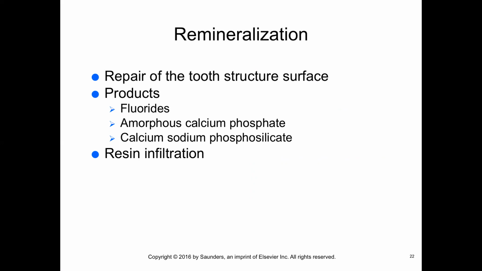Resin infiltration is an approach to halt the progression of the early smooth surface white spot caries lesions. This is done by infiltrating the lesion with a low viscosity resin. The resin blocks the porosity in the enamel and prevents caries progression.